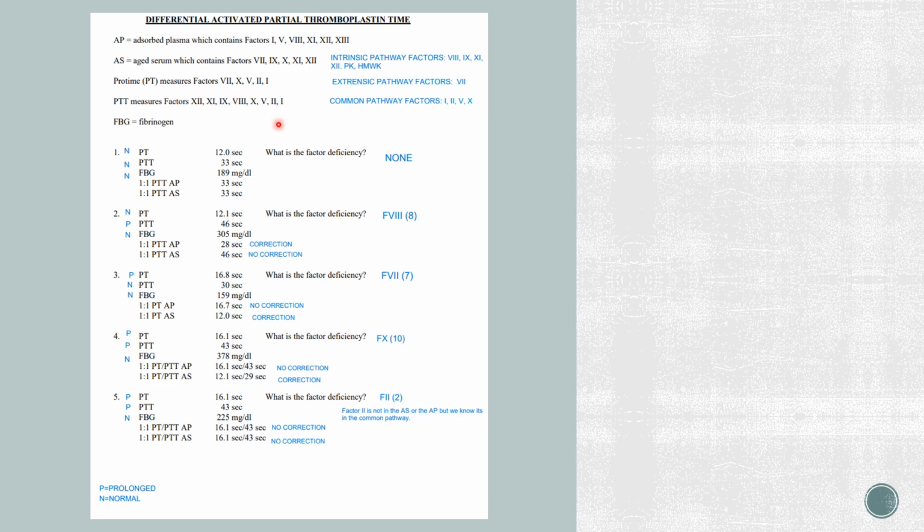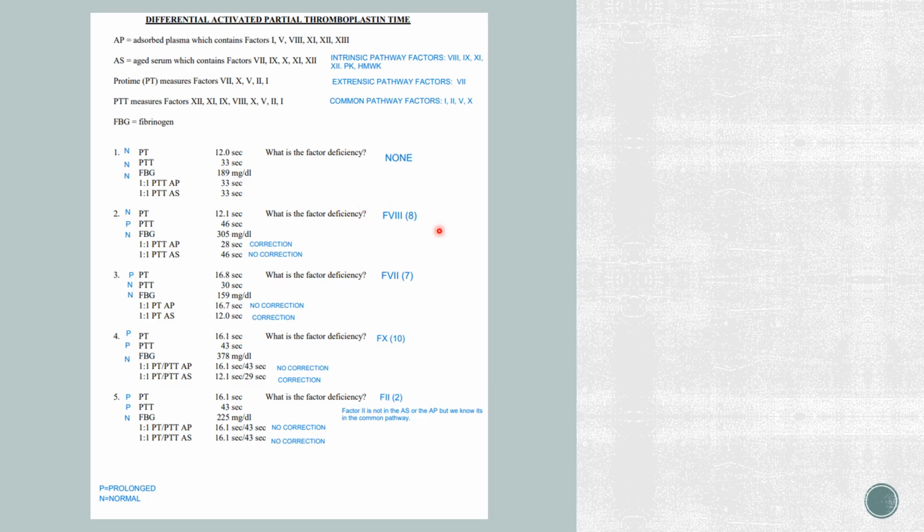We know it's not factor 13. We know it's not factor 12 because that's in both. We know it's not factor 11 because that's in both. No, not 10, not 5, not 1, not 7. So the only thing that we added that was in adsorbed plasma but not in aged serum was factor 8. So that would lead us to believe that the factor deficiency that the patient had was factor 8.